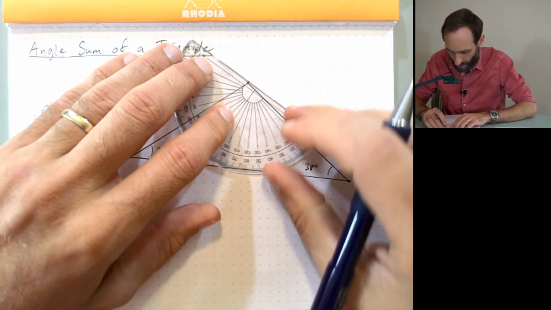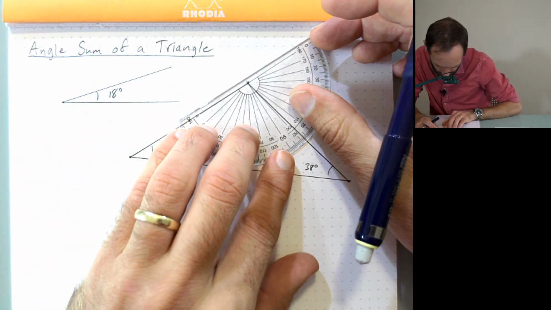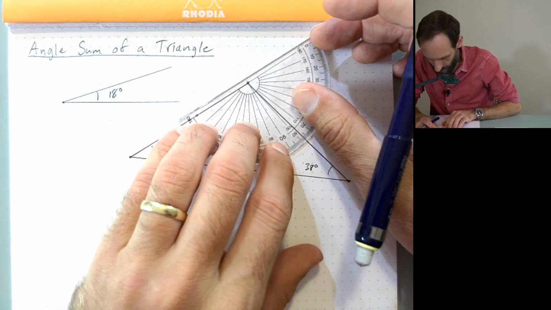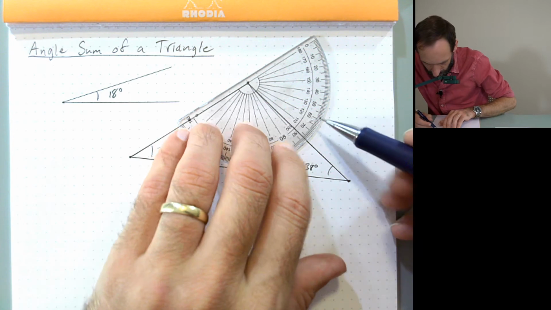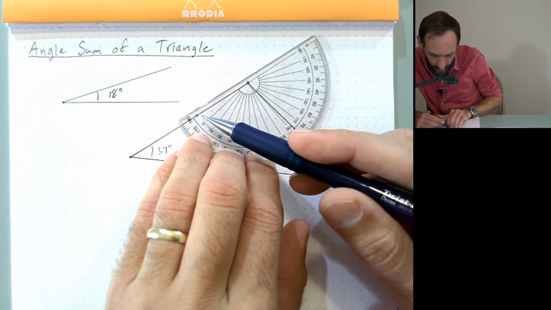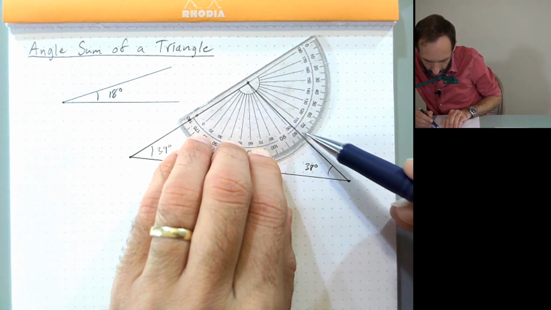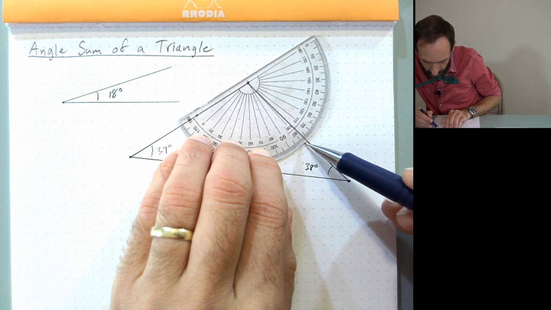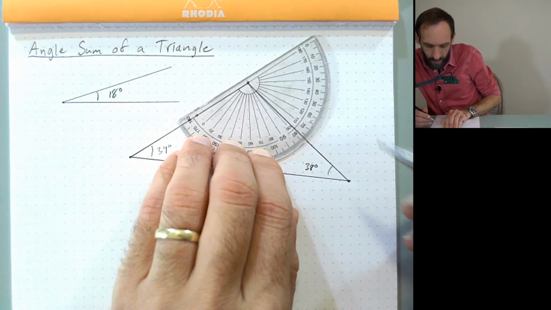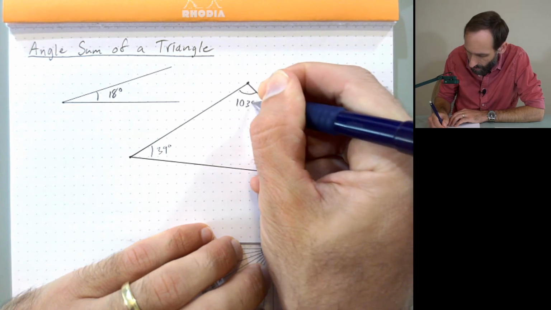And now let's go to the top and let's line this up here. Okay, that looks pretty good. All right, and now it looks like this is an obtuse angle. It's greater than 90 degrees. So we go 0 up to 90, 100, and then this is 100, 101, 102, 103. So it looks like 103 degrees. Okay, so this will be 103 degrees.